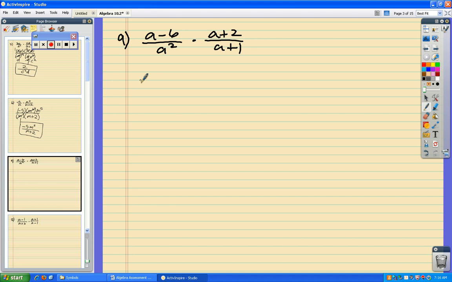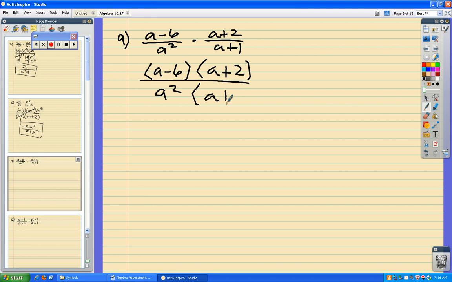I'm going to write it as one fraction. A minus 6 and a plus 2 is on the top. You have an a squared and an a plus 1. Huh, such luck. There's nothing to cancel. There's nothing left to factor. That would be your solution.